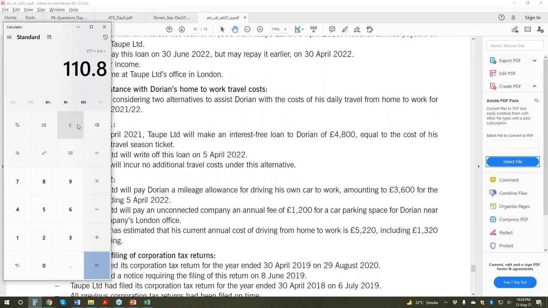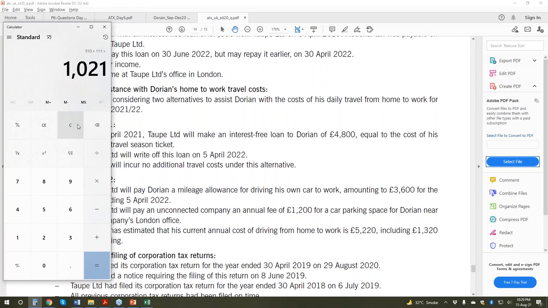That is 4,800 pounds. Considering that he is not taking dividends previously, I am assuming that his dividend nil rate band will be available. So out of that, 2,000 of dividends will not be taxed. The remaining dividends of 2,800 will be taxed at 32.5%. That is 910 pounds. That is the tax when the company writes off the loan, plus 111 is the amount of tax that will be payable as a taxable benefit in kind.